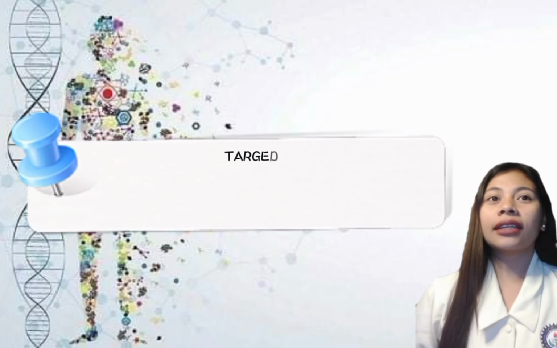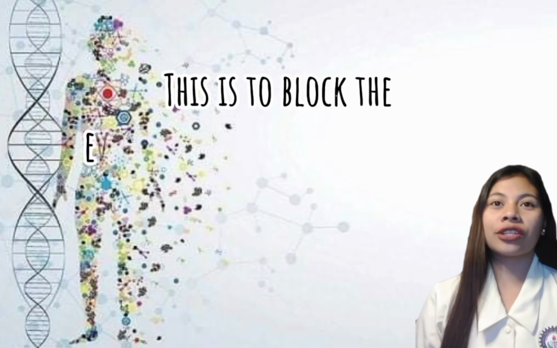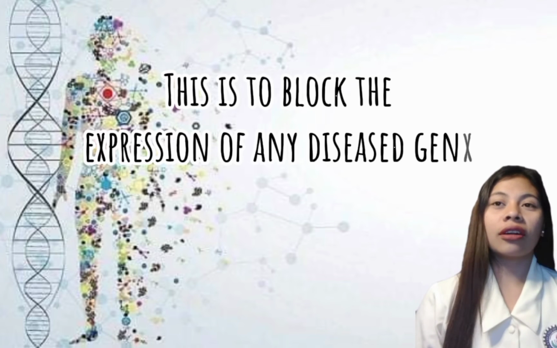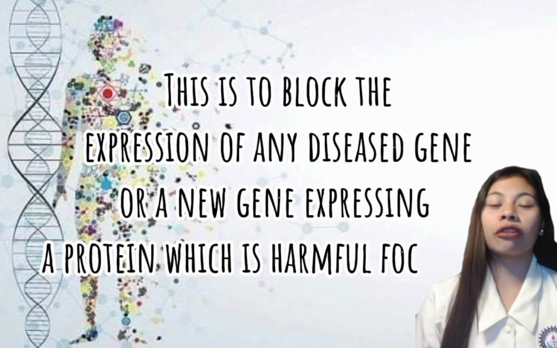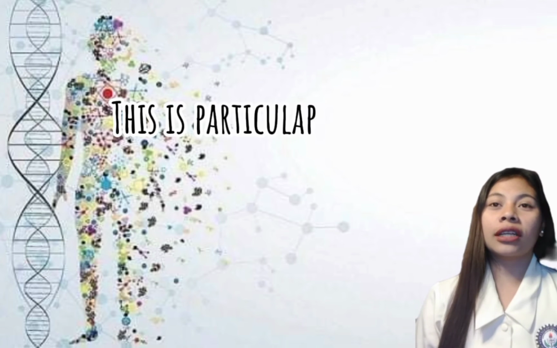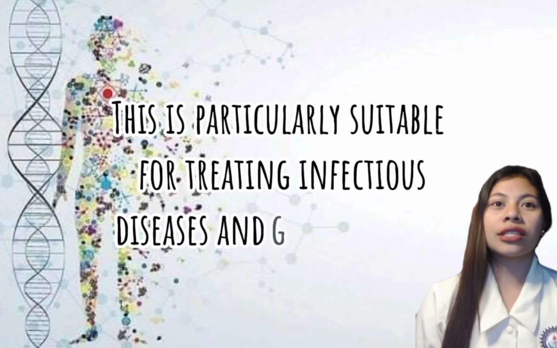First is targeted inhibition of gene expression. This is to block the expression of any disease gene or a new gene expressing a protein which is harmful for a cell. This is particularly suitable for treating infectious disease and some cancer.